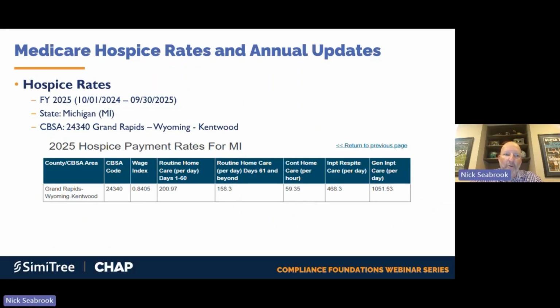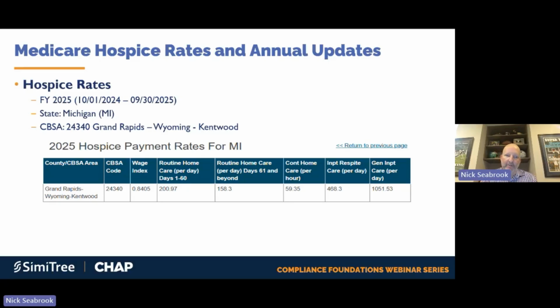So just to walk through a quick example here of how those rates are calculated, we're going to use Michigan, this example here of how the specifics work. And again, based on the wage index for Grand Rapids, Michigan, you can see the CBSA code of 24340. They have a wage index factor of 0.8405, and that's going to be factored into what those rates are for each of the different levels of care.